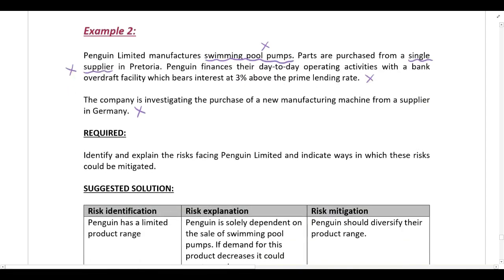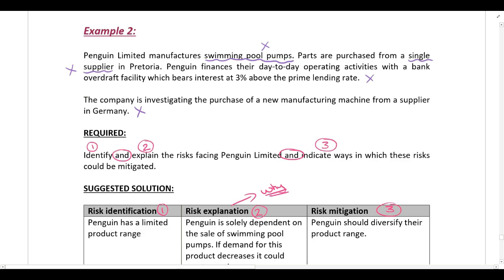If we look at the required: identify and explain the risks facing Penguin Limited and indicate the ways in which these risks could be mitigated. So please note, guys, there are now 3 parts to the required. First, you have to identify the risks from the question. They are not telling you what the risks are. You need to identify the risk. Then you need to explain why it is a risk. And lastly, we are going to indicate ways in which these risks can be mitigated.